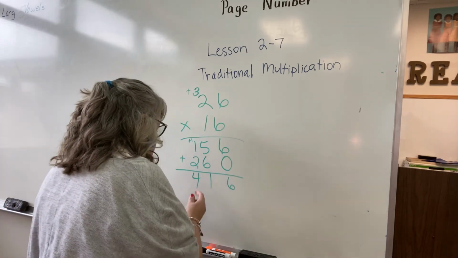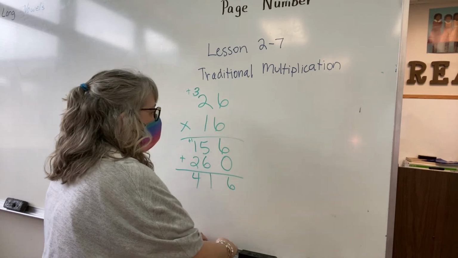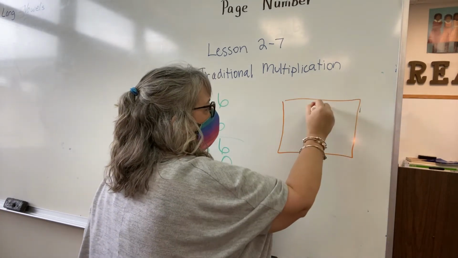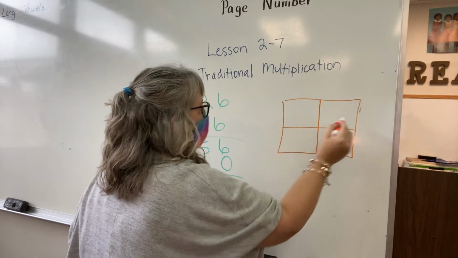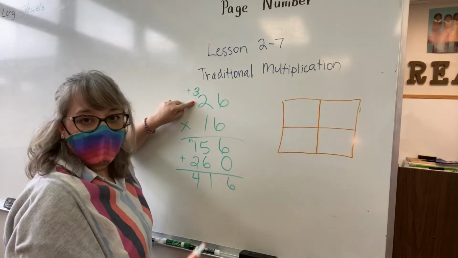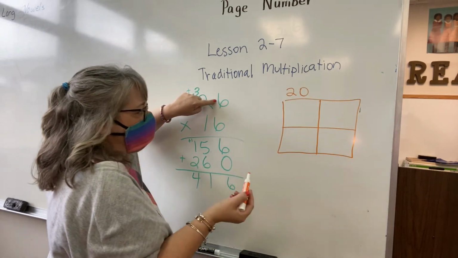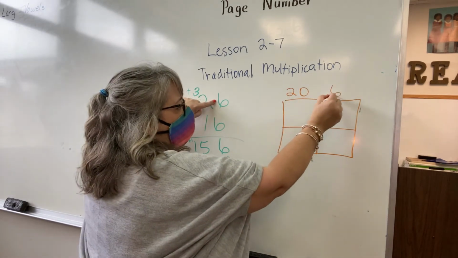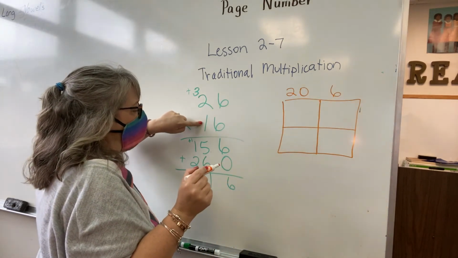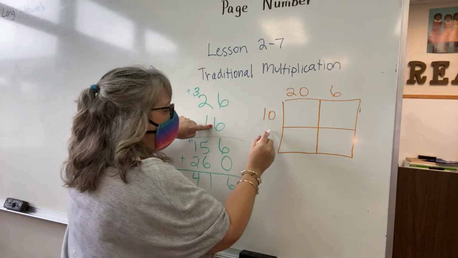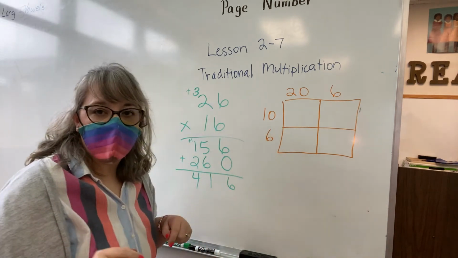Our partial quotient, we're going to practice this one more time. Let's draw our box. We have a 2 in the tens place, so that's worth 20. We have a 6 in the ones place, that's worth 6. We have a 1 in the tens place, so that's worth 10. And we have a 6 in the ones place, that's worth 6.